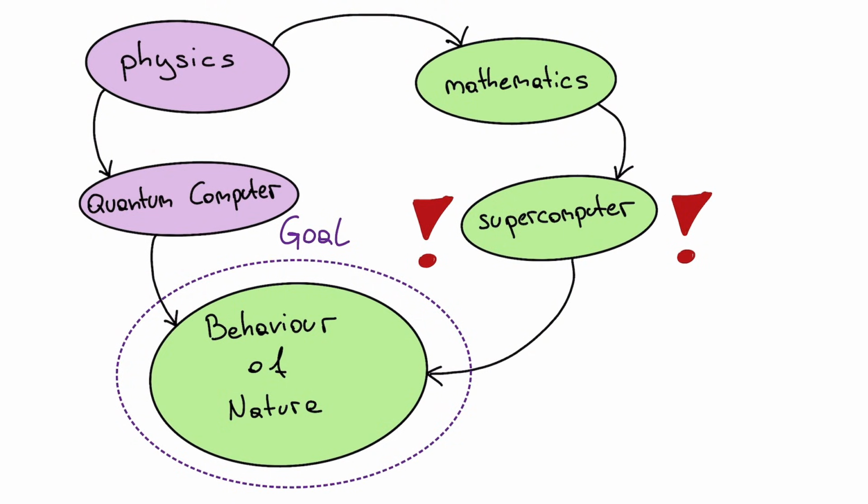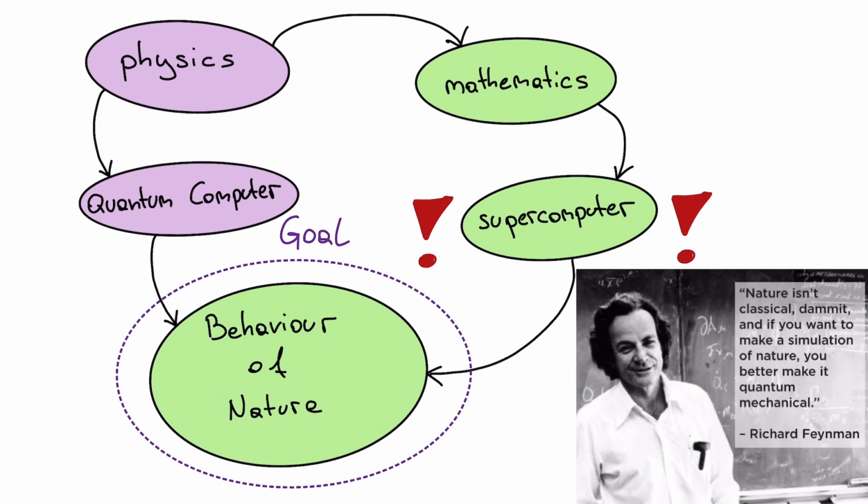So we build a new kind of machine, one that operates according to quantum mechanical principles and, in that sense, simulates physics directly at the quantum level. This idea goes back to Richard Feynman, who first suggested that if we want to understand quantum systems, we should build machines that use quantum mechanics themselves. That was the spark for the very concept of quantum computing.